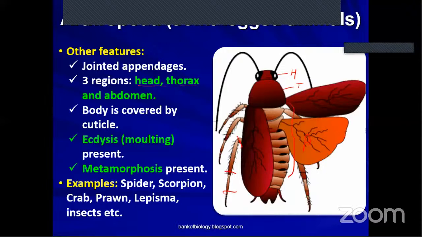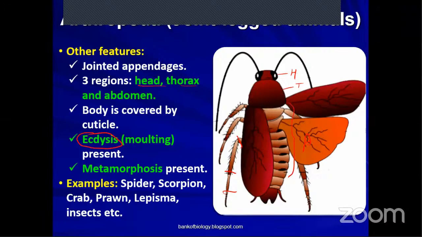Then they show a characteristic feature called ecdysis. What is ecdysis? The arthropods will shed their exoskeleton every now and then. This is called ecdysis, or also called molting. Then metamorphosis is present. So they transform themselves from one form to another. Metamorphosis.